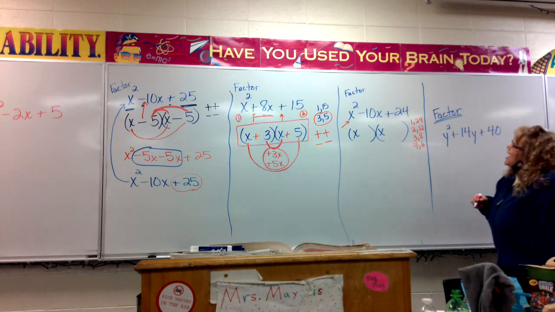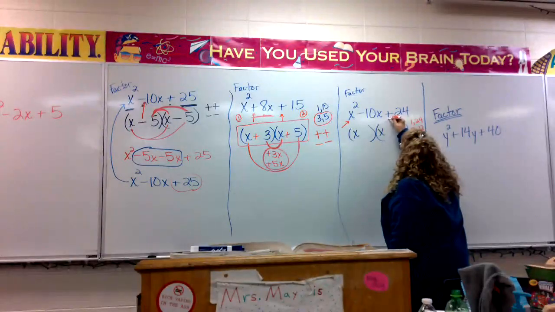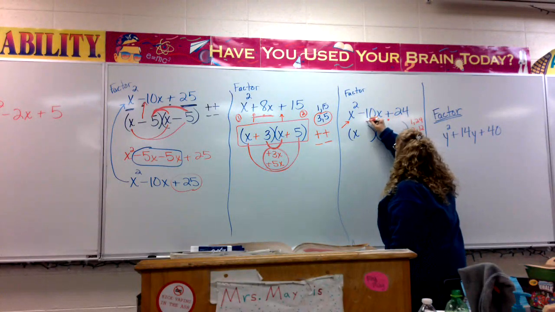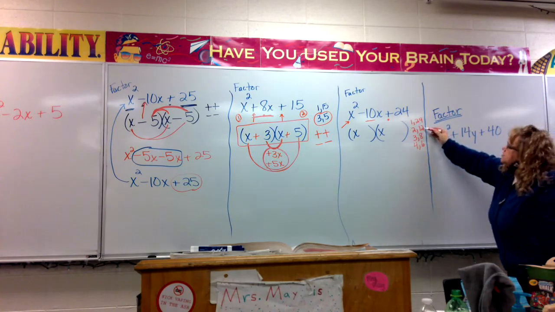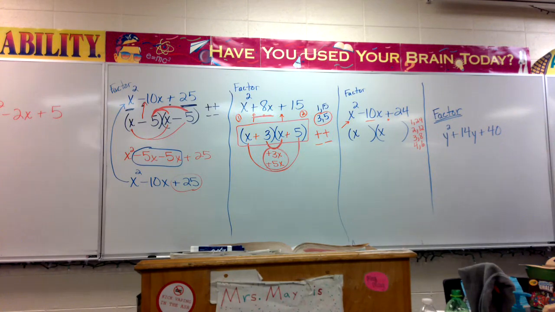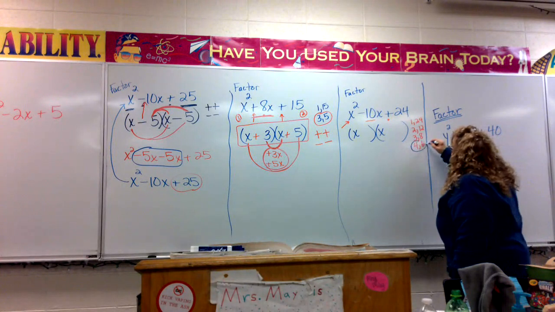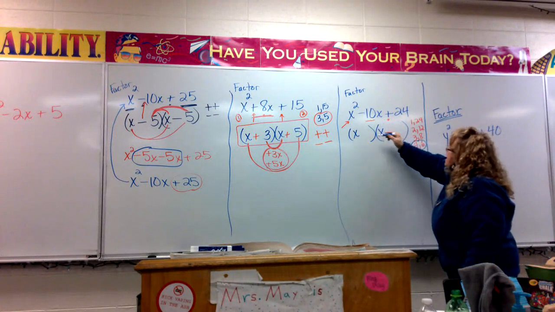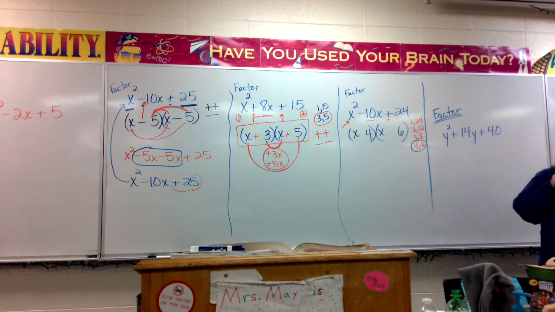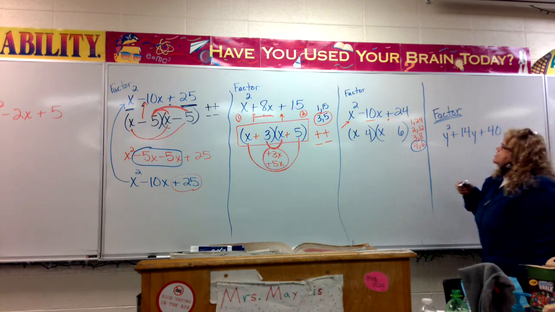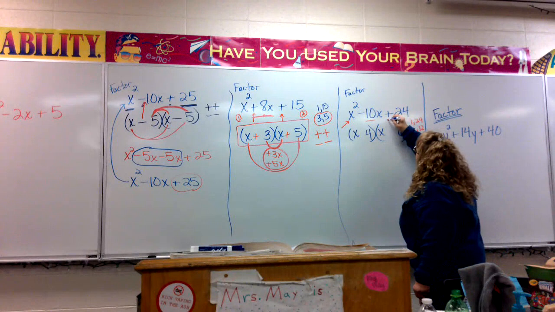Of those factor pairs, we need a pair that will add to 10. Not subtract to 10, but add to 10. Which one of those pairs adds to 10? 6 and 4, right? So that's the pair we're going to use. It adds up to 10. I got a 4, I got a 6. Now that we have the basic shell, we need the signs. Again, right here, it's a positive.